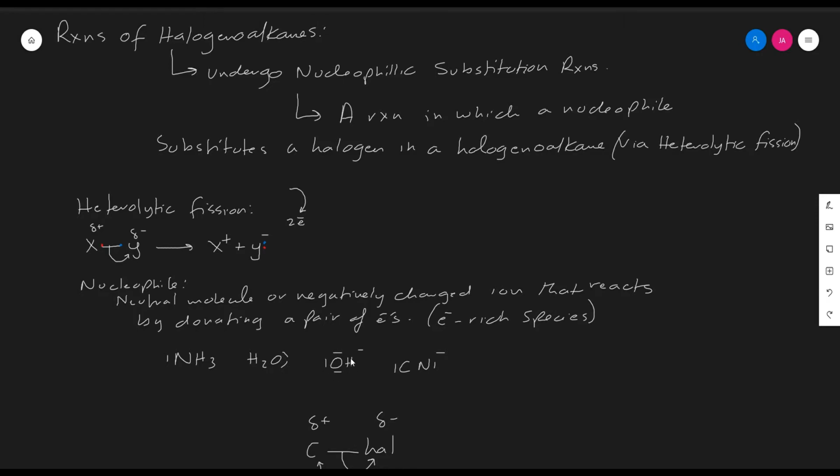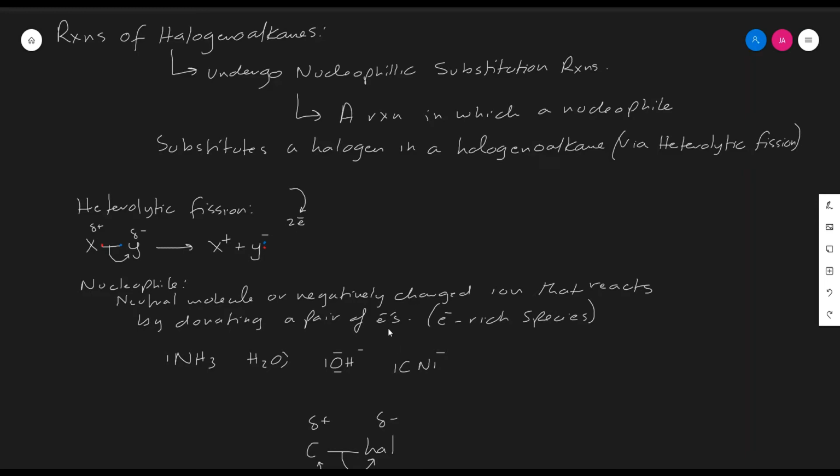The hydroxide ion is an example of a negatively charged nucleophile. The oxygen atom has 3 lone pairs of electrons. The cyanide ion is another example of a negatively charged nucleophile, in which the carbon atom, the least electronegative atom, has a lone pair of electrons which it can donate to form a covalent bond.